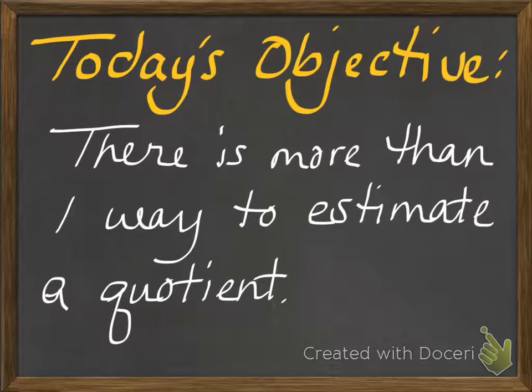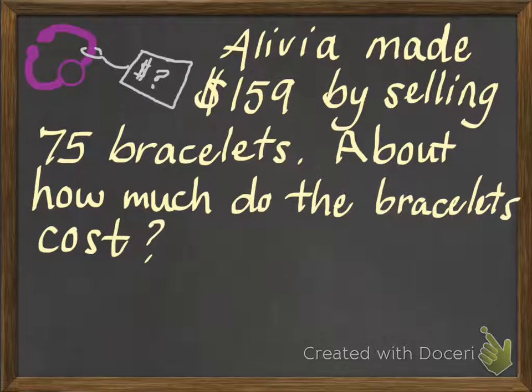Today we're going to be talking about using estimating and compatible numbers to find a quotient, and that there is actually more than one way to estimate a quotient. So here's a problem to get us thinking. Olivia made $159 by selling 75 bracelets. Sweet, nice job, Olivia. About how much do the bracelets cost?